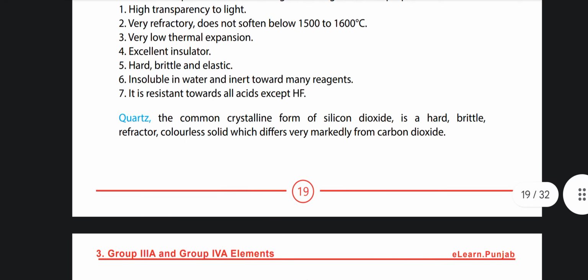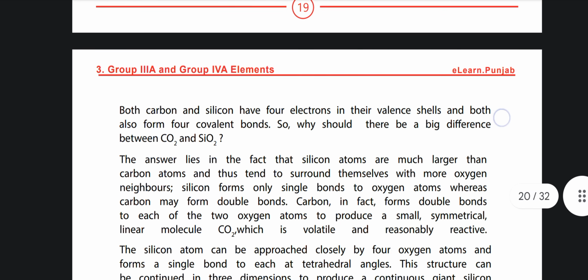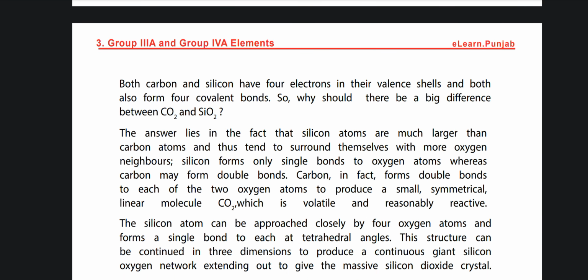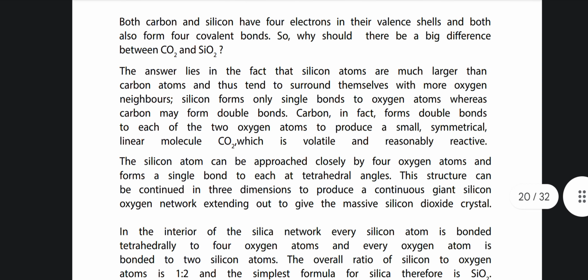Quartz. The common crystalline form of silicon dioxide is a hard, brittle, refractory, colorless solid which differs very remarkably from carbon dioxide. Both carbon and silicon have 4 electrons in their valence shell and both also form 4 covalent bonds. So why should there be a big difference between CO2 and SiO2? The answer lies in the fact that silicon atoms are much larger than carbon atoms and thus tend to surround themselves with more oxygen neighbors.